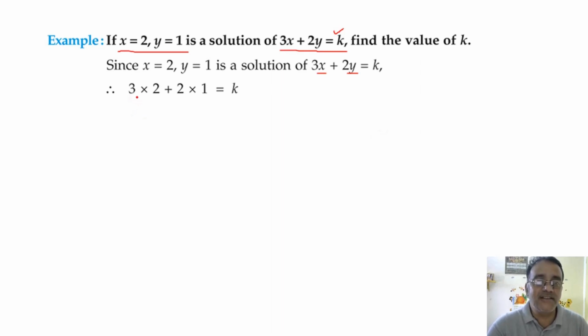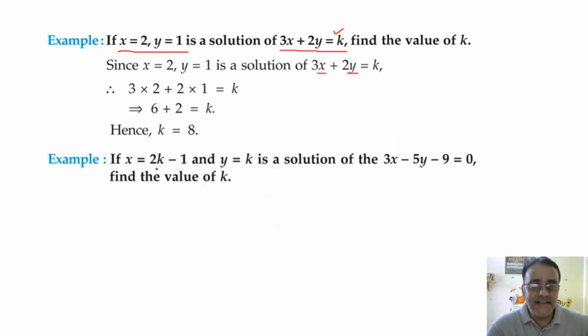So we'll get 6 and here 2. So what is the value of k? Final value? 8. Right. एक example और देख लेते हैं. If x is equals to 2k minus 1 and y is equals to k is a solution of this linear equation, find the value of k. And now the unknown value is given in the solution.